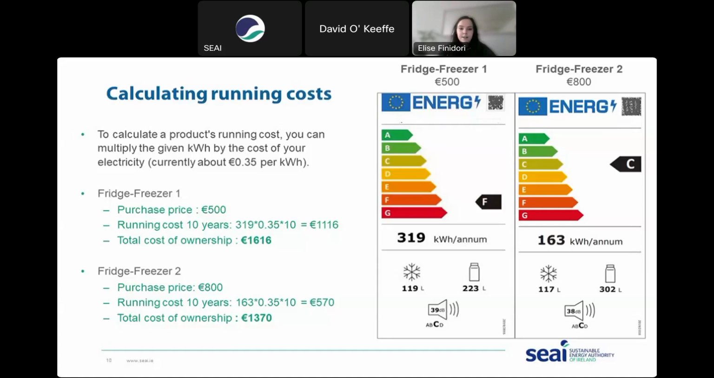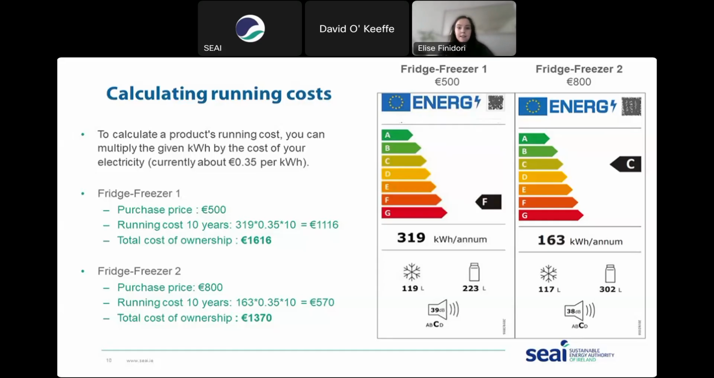Running cost for 10 years is 163 multiplied by the price of electricity at 35 cents, multiplied by 10 because we're looking at a period of 10 years, and that's 570 euro. When you add up the purchase price and the running cost, your total cost of ownership is at 1,370 euro.